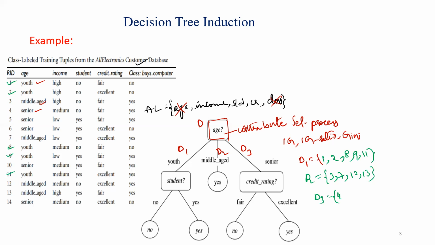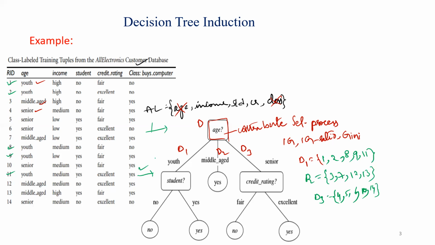Consisting of the A's values senior, 4, 5, 6, 10, 14, right? So like this, the data set is divided into 3 parts. In this first branch, the first part D1 is associated here. After this process is completed, we enter the next level. Let's consider this is level 1 and this is level 2.